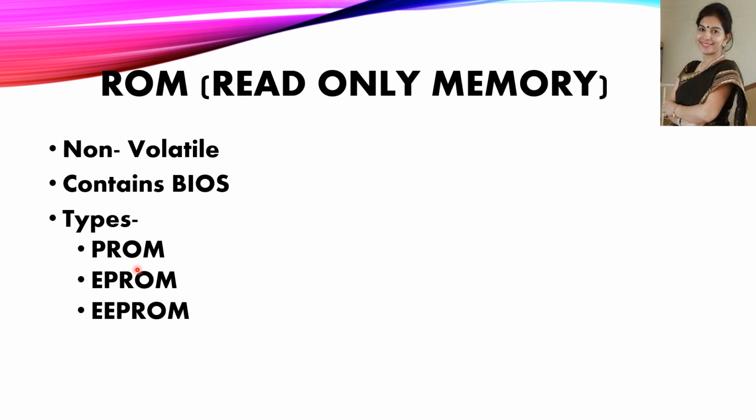In this type of ROM, you can erase the contents using ultraviolet light, and then you can reprogram them again. And the third type is EEPROM. What is the full form of EEPROM? Electrically erasable programmable ROM. In this, the data or instructions that are written are erased using electrical signals, that is, electrically erasable.